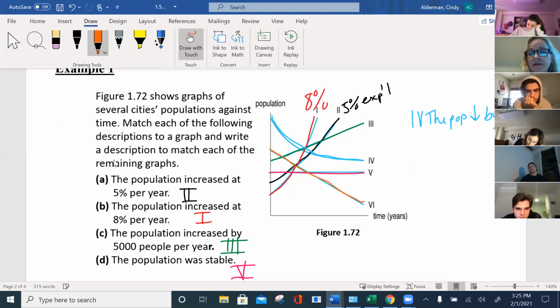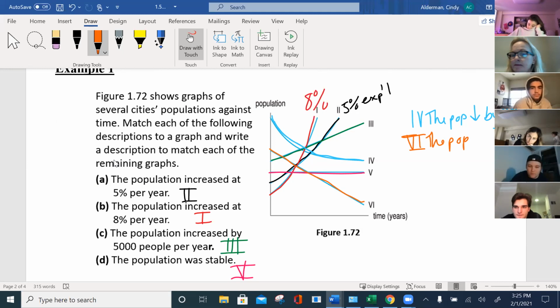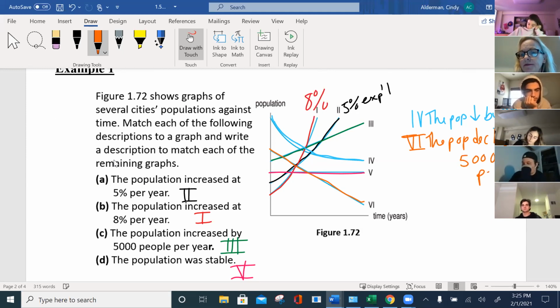So that would be this one. How would you describe that? Population does what? Increase or decrease? Decrease. So you don't want to say decrease by a percentage because it's linear, right? Decrease by a certain amount. Let's say 5,000 per year.